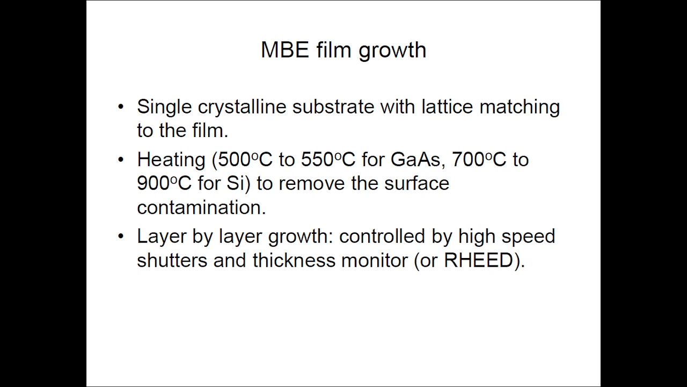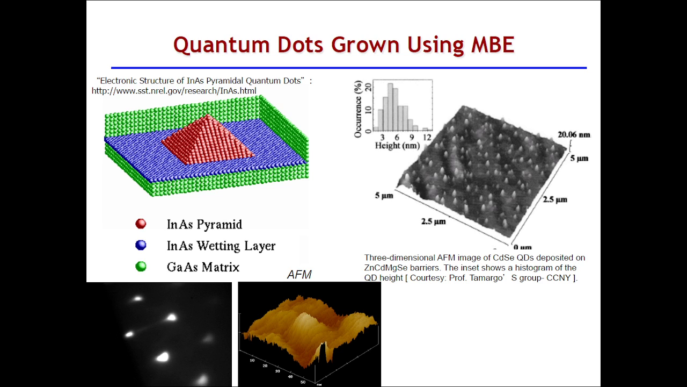And you can see that after one layer you want to close and you want to start another layer, so then you need high speed shutters, and also the thickness of each layer we need to monitor, and we need to ensure the film is uniform as well.